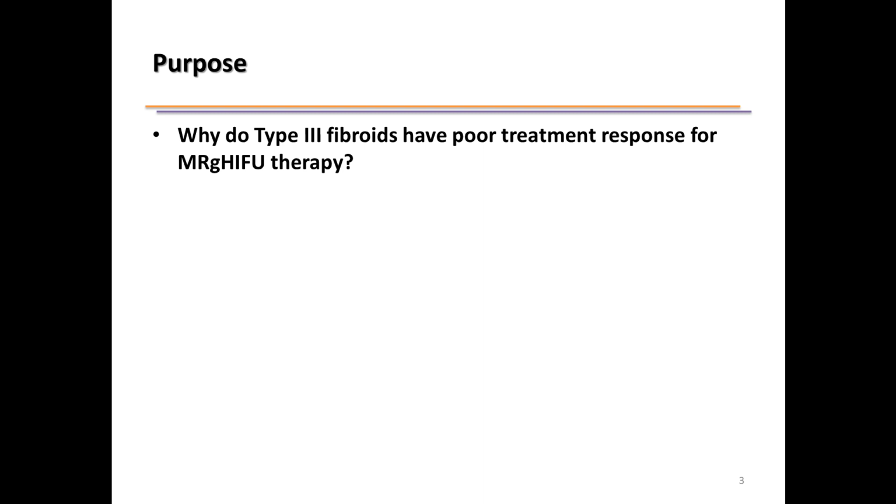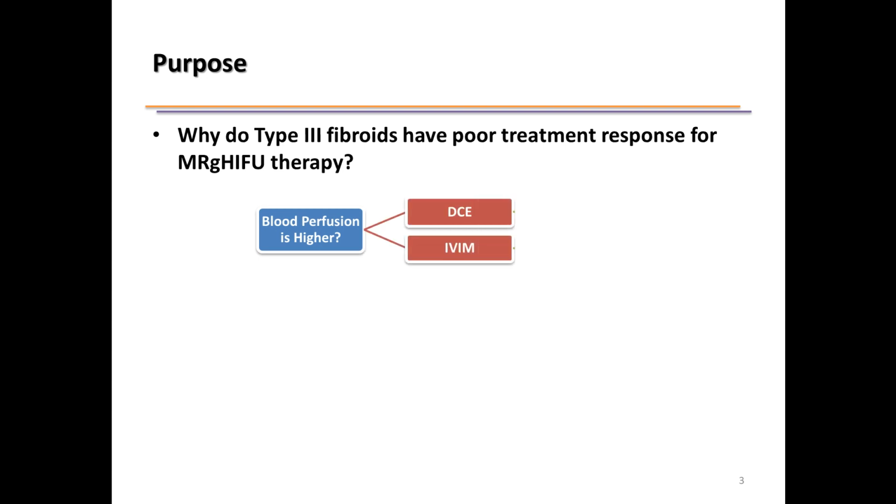The treatment response may be determined by underlying tissue properties such as density, moisture content, and collagen content. Moreover, type 3 fibroids are assumed to have higher blood perfusion. Tissue perfusion can be measured by two methods. One is conventional dynamic contrast enhanced imaging, and the other is diffusion-weighted imaging with the IVIM model.